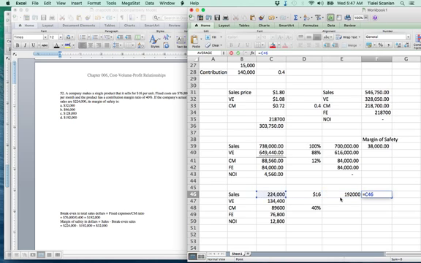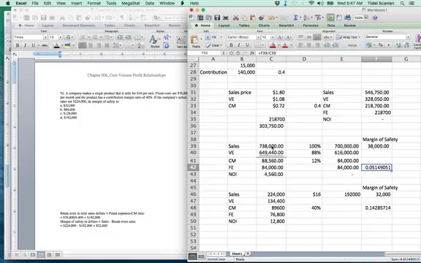So our margin of safety is our actual sales minus our break-even sales. The margin of safety will be 32,000. If we wanted the margin of safety as a percentage, we would take our margin of safety divided by our actual sales.